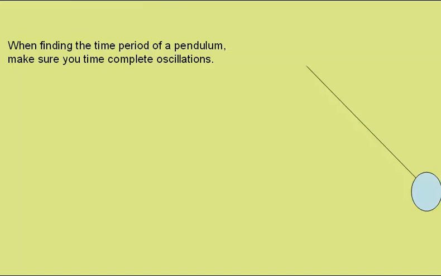When finding the time period of a pendulum, make sure you time complete oscillations. That's from one side to the other and back again. That was one complete oscillation.